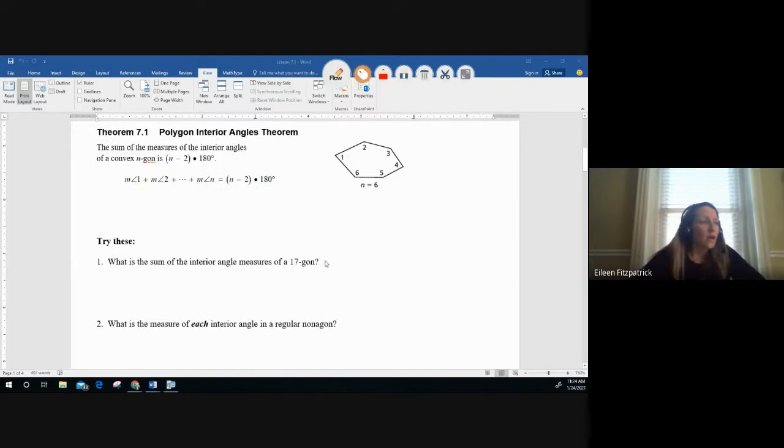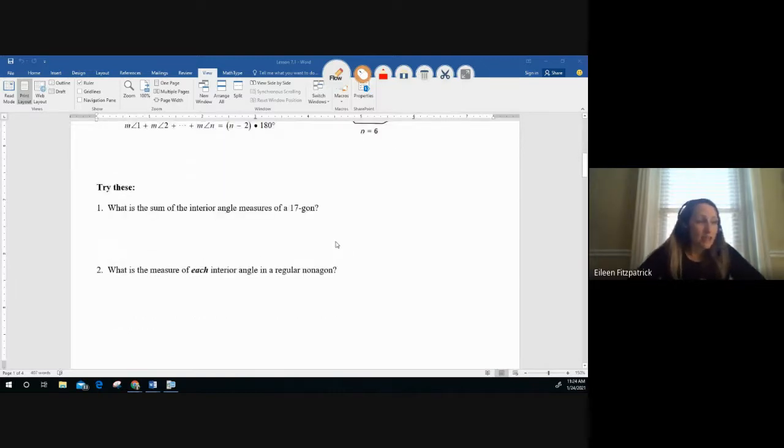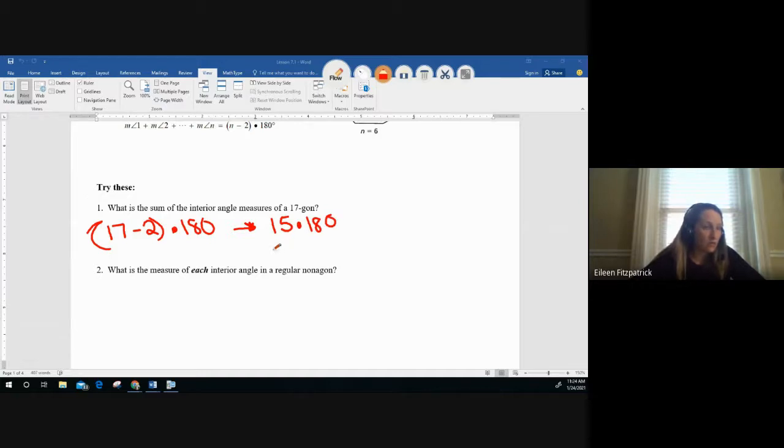It says, what is the sum of the interior angle measures of a 17-gon? Okay, so 17-gon just means 17-sided figure. All right, so we're going to have 17 minus 2, times 180. Follow order of operations to do your subtraction first. So 17 minus 2 is going to give you 15. And then 15 times 180 is going to give you 2,700. So all the inside angles add up to 2,700 degrees.